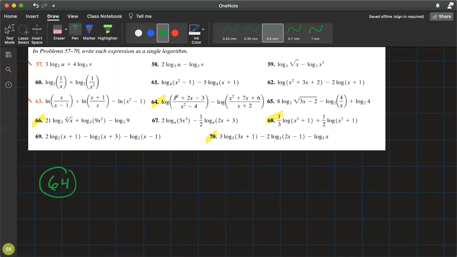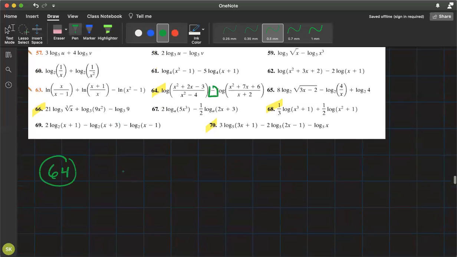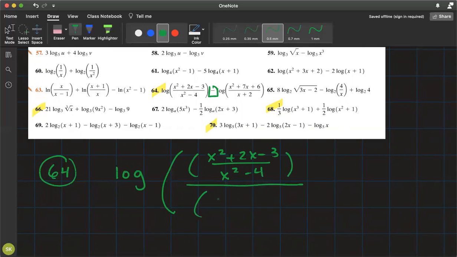You can see that I have log of something minus log of something. Well, minus will become division. So we're going to have this big fraction divided by this big fraction. So this will be log on the top, x squared plus 2x minus 3 over x squared minus 4, divided by x squared plus 7x plus 6 over x plus 2. Okay, can I simplify this? The answer is most likely yes, I can.